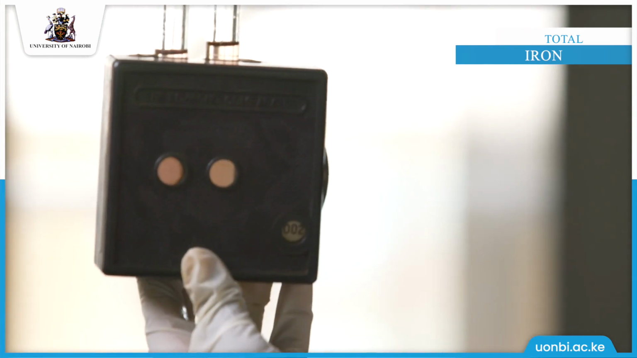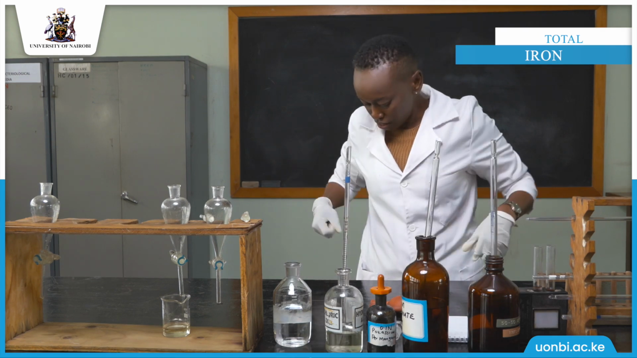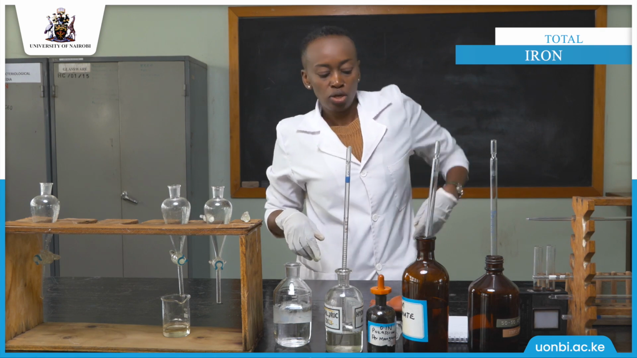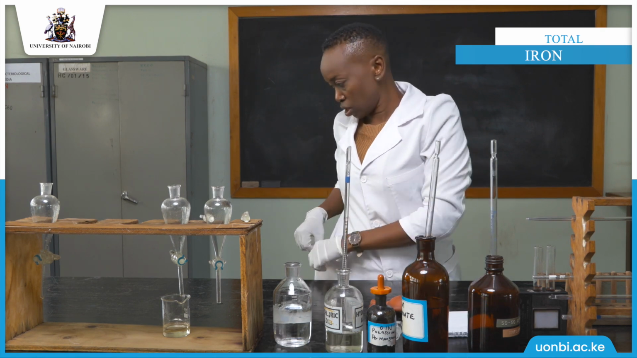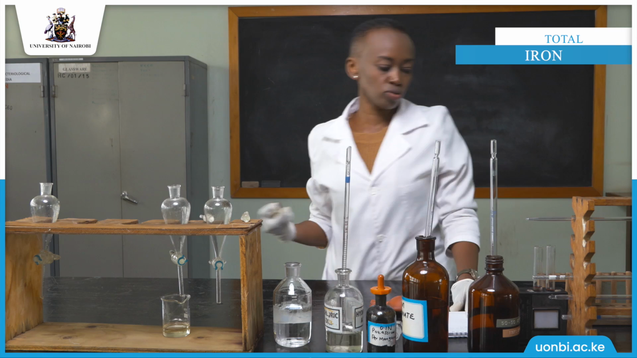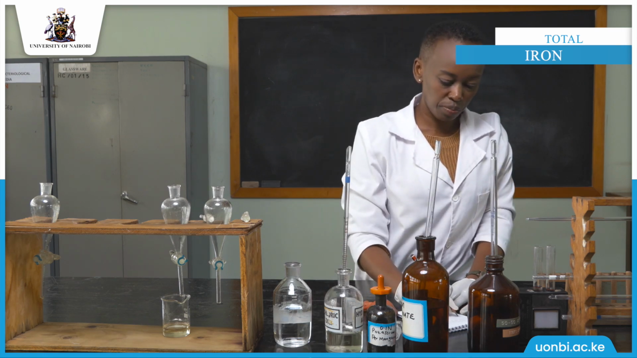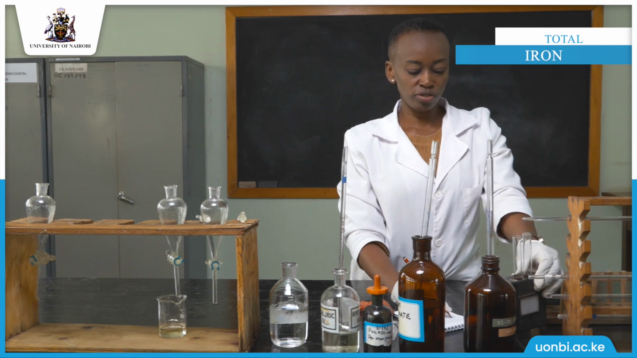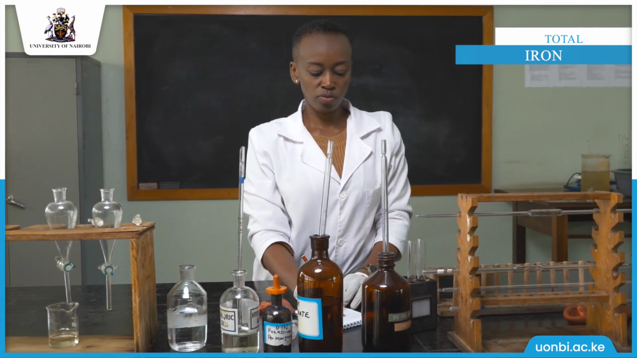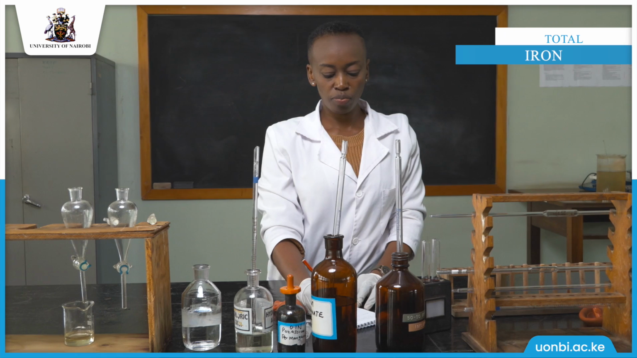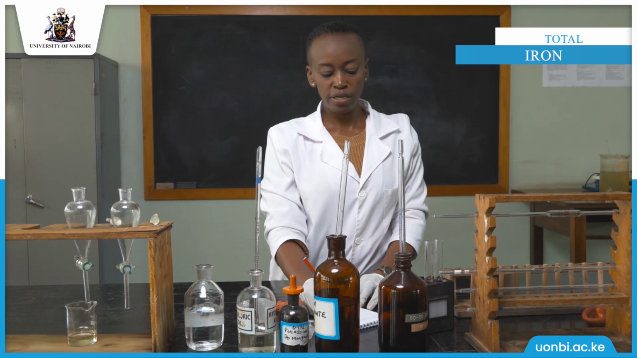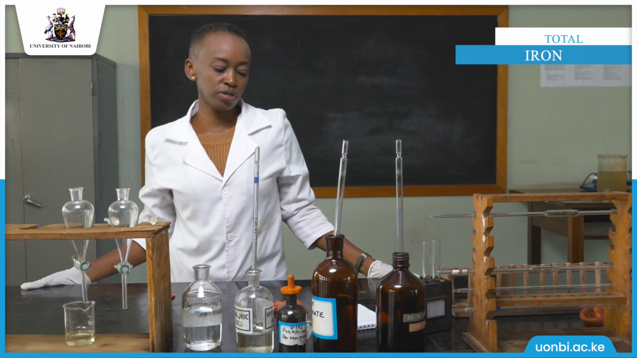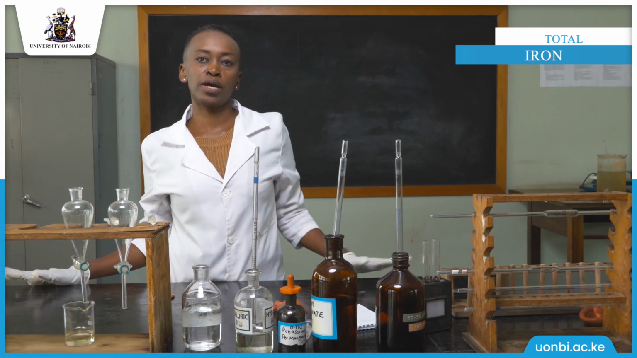After you take the reading from the disc, we are supposed to multiply by a factor of 200 to get the iron concentration according to the procedure. Our reading is 0.002, times 200, it will be 0.4 milligrams per liter. So our iron concentration in this water sample is 0.4 milligrams per liter.